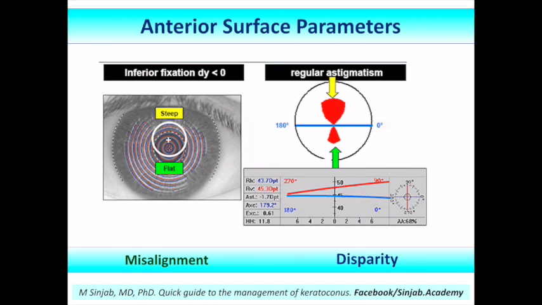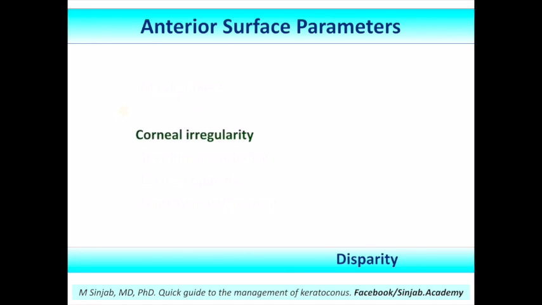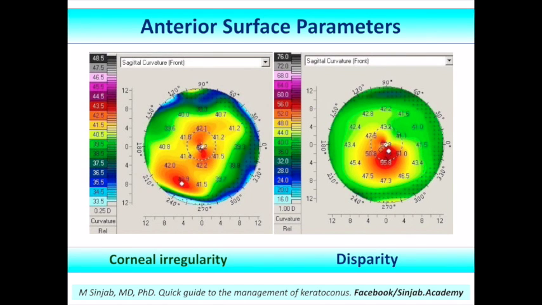And don't forget what I said before in the last video. This affects also the elevation map because the normal shape of the elevation map is an hourglass, symmetric hourglass. Whenever we have a skew in the hourglass, then it might be due to misalignment during taking the capture. Corneal irregularities for any reason, such as forme fruste keratoconus, irregular astigmatism, keratoconus, and other ectatic corneal disorders.